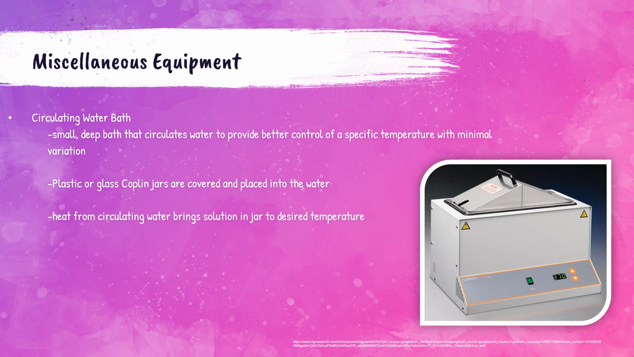Circulating water baths are also used in the histopathology laboratory. These are tabletop machines that have water whose temperature can be controlled. To get a solution to a desired temperature, the water bath is set to that temperature. Then the solution, or whatever you want heated up, is put in either a plastic or a glass Coplin jar, and that jar is covered. The jar is then placed into that water bath. The heat from the circulating water in the bath brings the solution to that desired temperature.